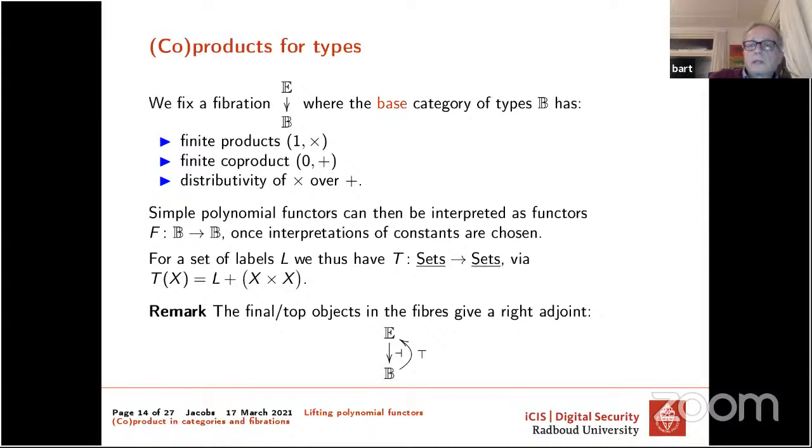So it has meets and top elements, it has joins and least elements zero, and also distributivity. And I assume that all this structure is preserved by substitution. Again, this is a technical requirement which I don't need here. An interesting thing is then, and this is where this part comes from, that assigning to an object in B the final object in the fiber over that object gives a right adjoint to the fibration functor itself.